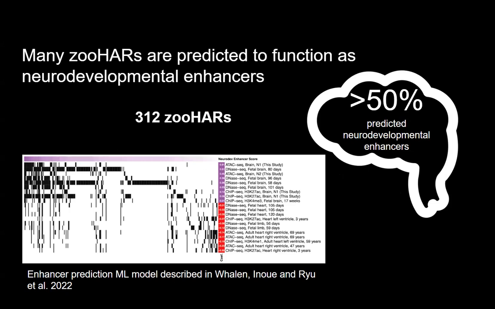Here's an example of the type of data that goes into this kind of model. So you have thousands of data sets using things like DNase, ATAC-seq, different types of ChIP-seq. And you can see that the data types that are most predictive for neurodevelopmental enhancers are things that come from the brain, as you might expect. And then things that are less predictive come from tissues like the heart or the limb. So overall, HARs are still non-coding, they're still predicted functional enhancers even 15 years later.